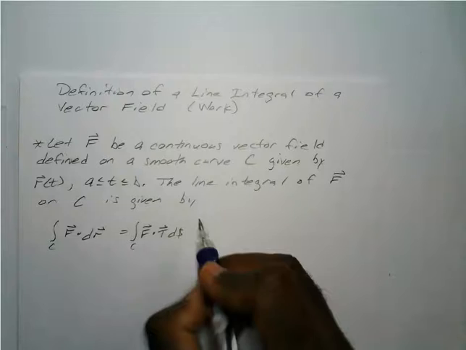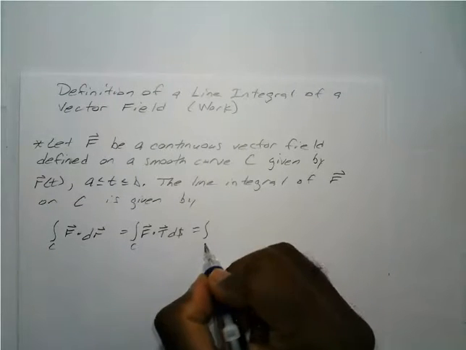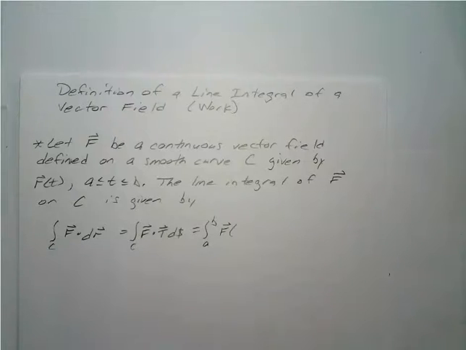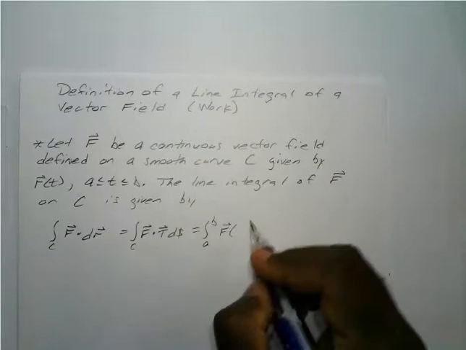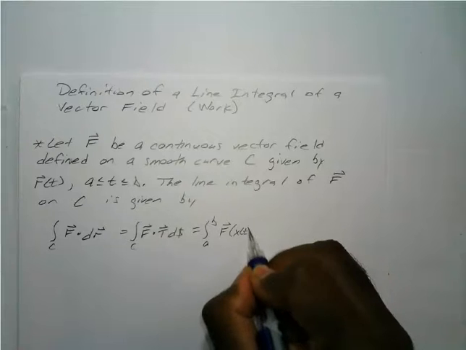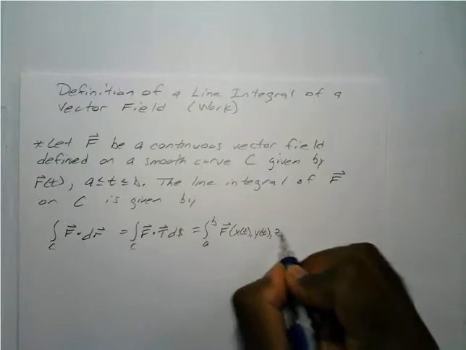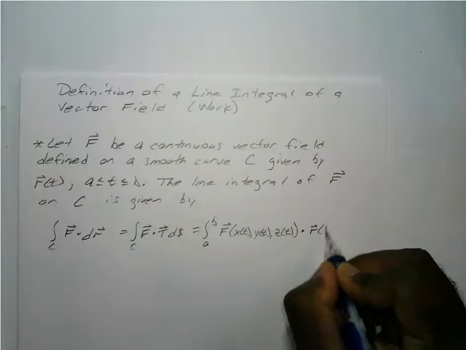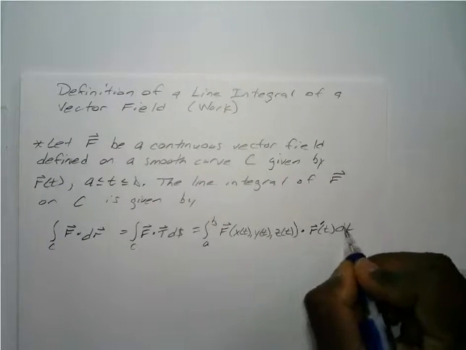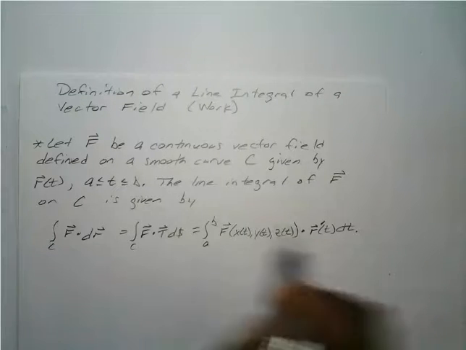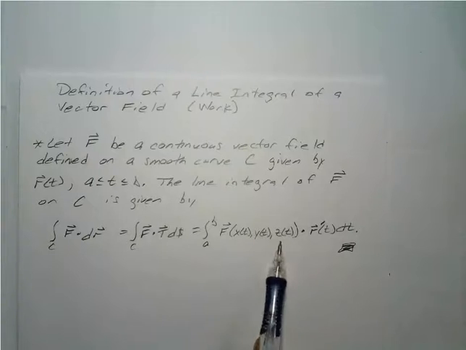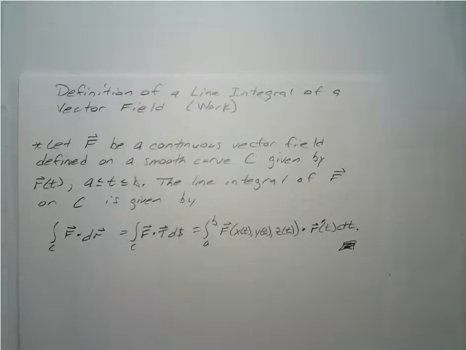But the formula you're probably going to want to use, because it's a whole lot easier, is the integral from a to b of the vector field at x of t, y of t, z of t, dot product with the derivative of your vector valued function, or your curve. Of course, this is 3 dimensions. If you have 2 dimensions, just x of t and y of t. I just figured instead of writing them both over and over again.